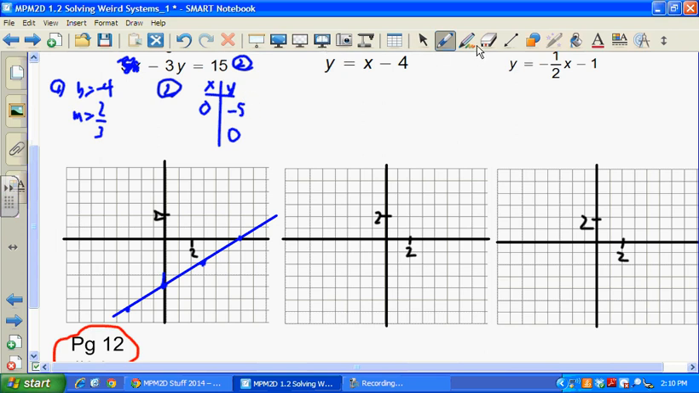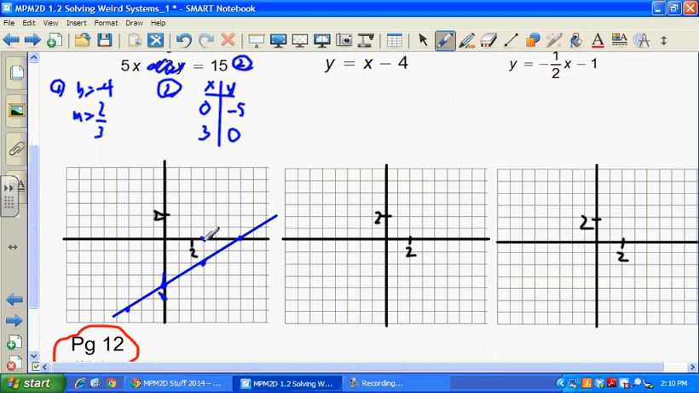And then when y is 0, this part's gone, and it's 5 times x equals 15, divide by 5, x equals 3. And so then I can draw this graph. 0, minus 5 is way down here.